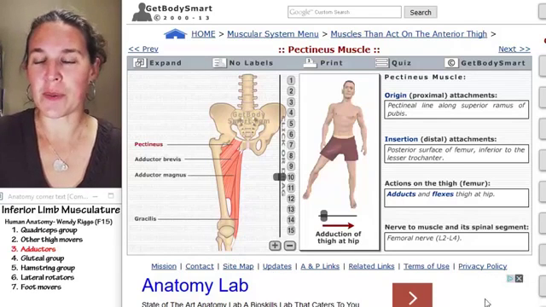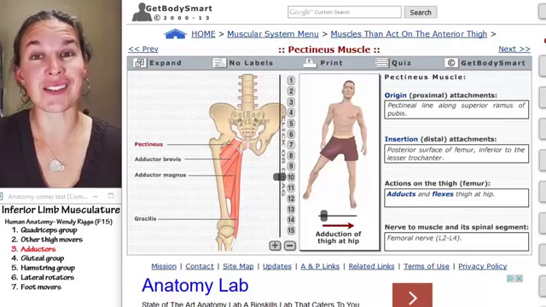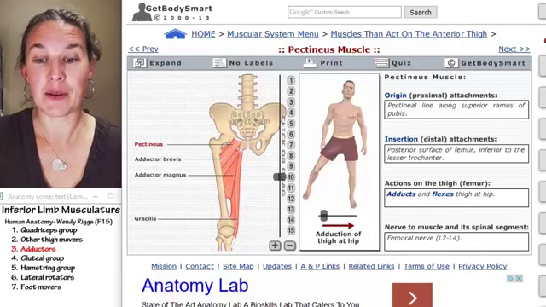That was an easy group. Our next group is easy too because we're going to look at the butt muscles. Be right back for that.